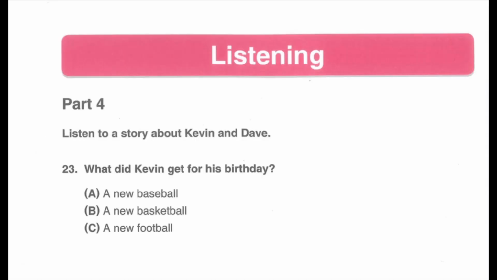Part 4. Listen to a story about Kevin and Dave. Kevin got a football for his 14th birthday. It was special because his aunt got it autographed by Kevin's favorite football player. His younger brother Dave wanted to play with it. "Can I play with your football?" Dave asked. "No, you can't. You don't even know how to play football," Kevin replied.